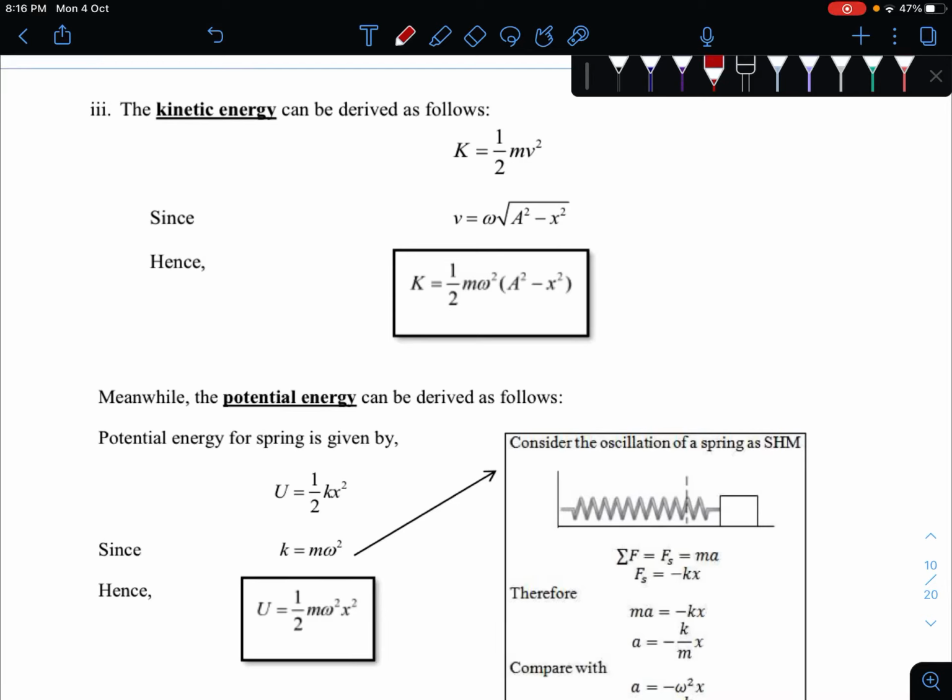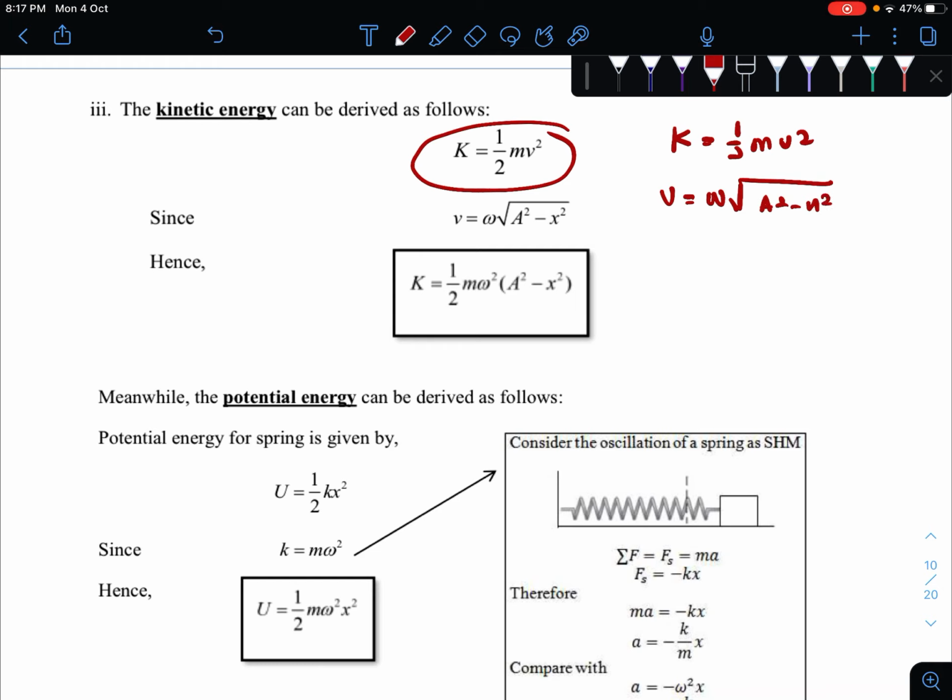Assalamualaikum and hi. So next we're going to look at the equation for kinetic energy. We know kinetic energy K is equal to half mv square. This is our basic general equation, which we have derived in this chapter, where v is equal to plus minus omega square root of A square minus x square.